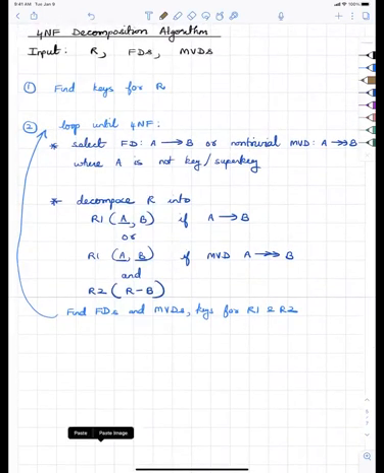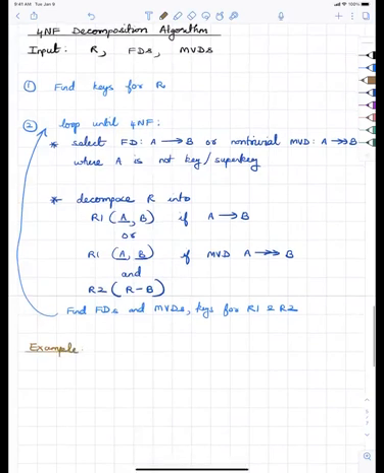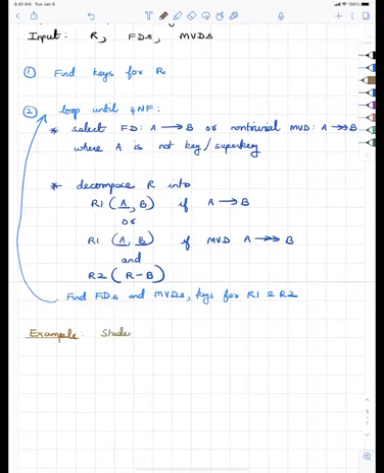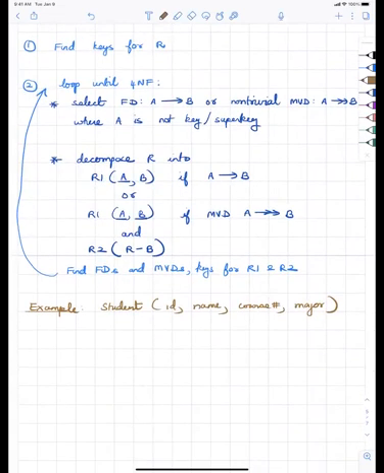Okay, so I'll start with a meaningful example. We have a table student which has ID, name, course number, and the major. So we have 4 attributes, and we are given that ID determines name and ID multi-value determines course number. So we have a functional dependency and you have a multi-value dependency.